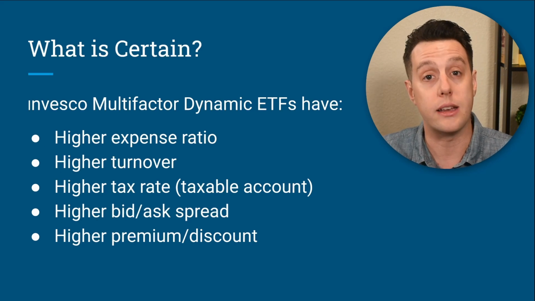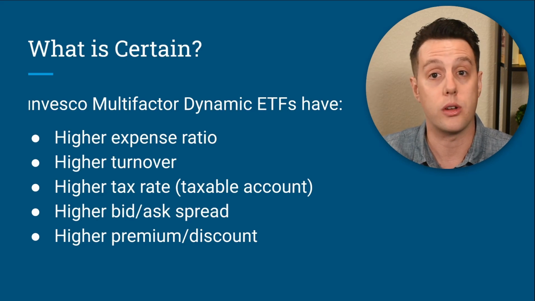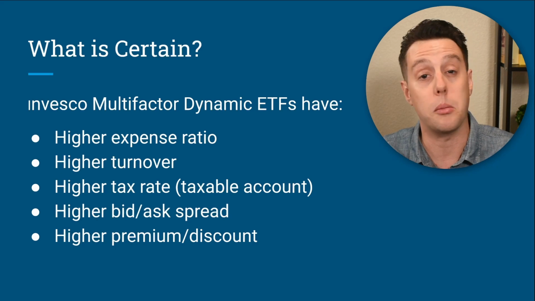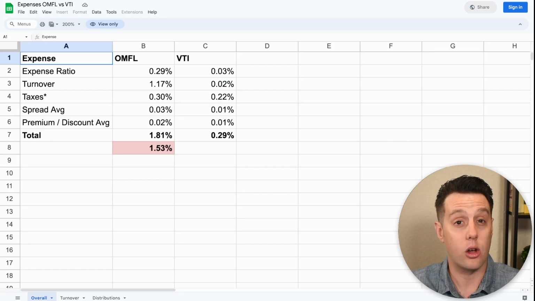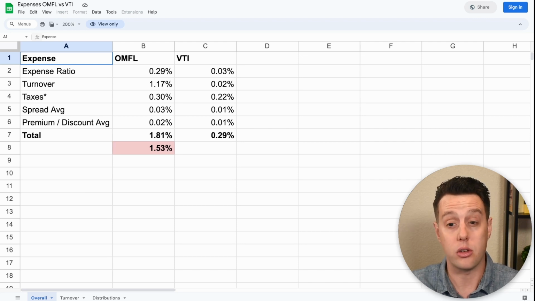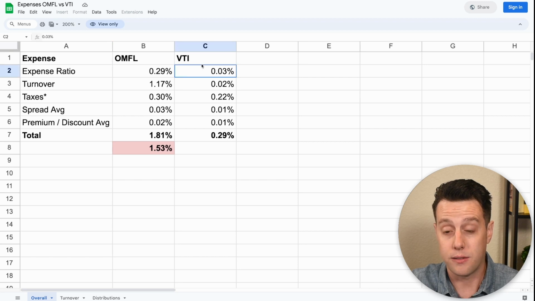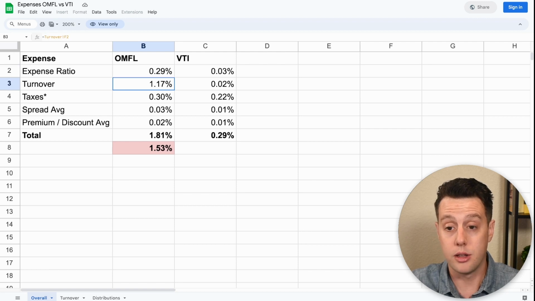I covered more details of these ETF costs in my video on mutual funds versus ETFs if you want to learn more. You can also look these up to compare different ETFs on ETF.com. So when we add all these different costs or expenses up, it's quite drastic when you compare it to a fund like VTI. First, the expense ratio is over 0.25% higher. That's very transparent. The turnover is where it gets quite interesting.